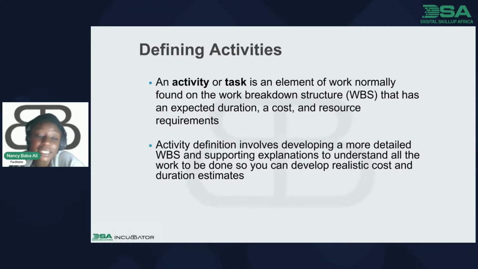And defining activities, where we spoke about how an activity or task is an element of work normally found on the work breakdown structure, WBS, that has an expected duration, a cost, and resource requirement. The second point is activity definition involves developing a more detailed WBS and supporting explanations to understand all the work to be done so you can develop realistic cost and duration estimates.